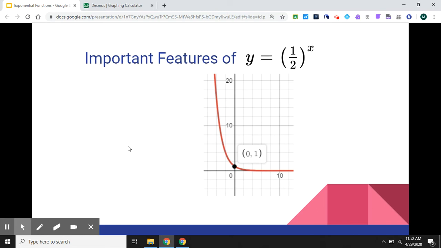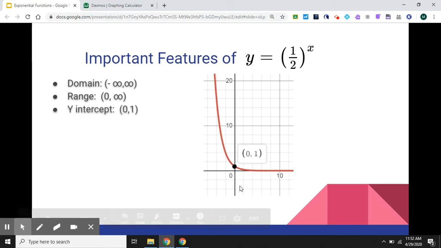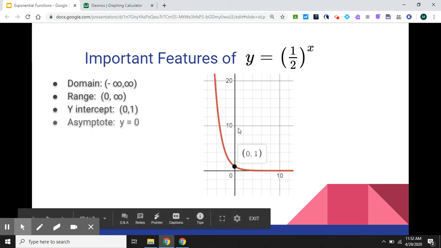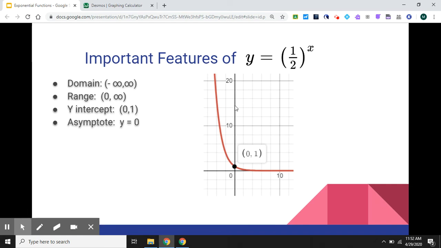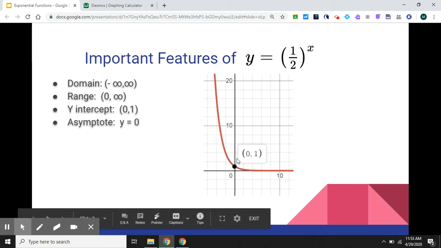Alrighty. So now if I change what we're multiplying by, we have 1/2 instead of a 2. We have a lot of the same important features, but there's going to be one little tweaky change. The domain is still negative infinity to infinity. Our range is still 0 to infinity. Our y-intercept still is at (0, 1), and our asymptote is still y equals 0. The thing that changes here is that as we look from left to right, our graph is always decreasing. Since it's decreasing, this is going to be a decay model.